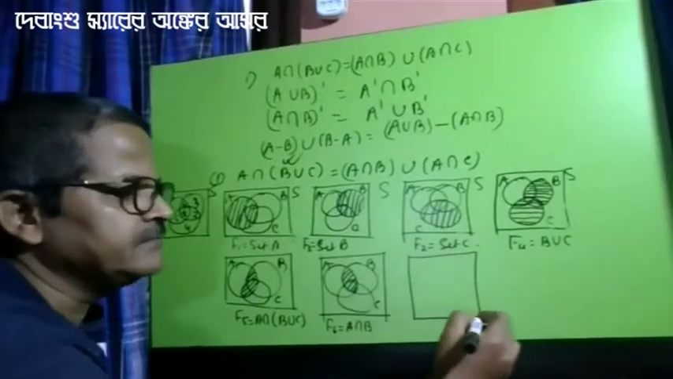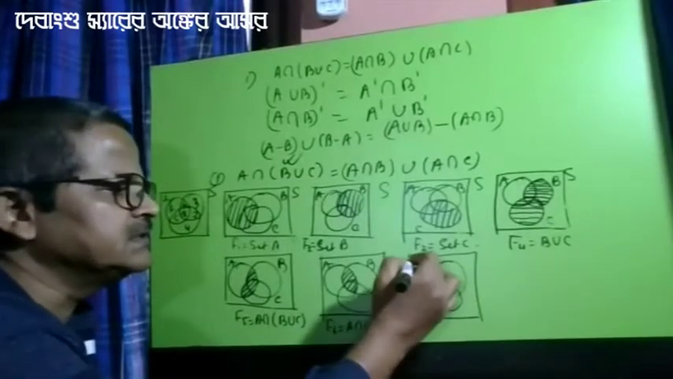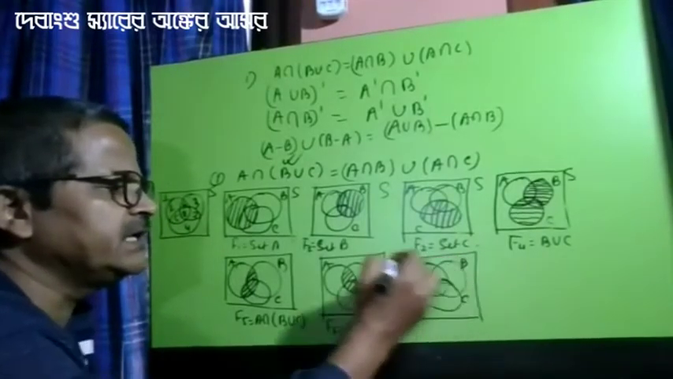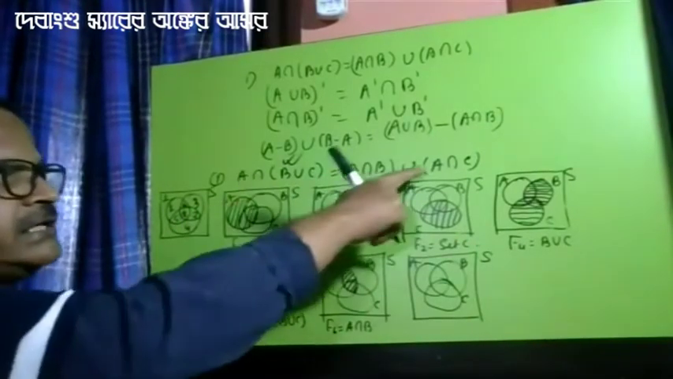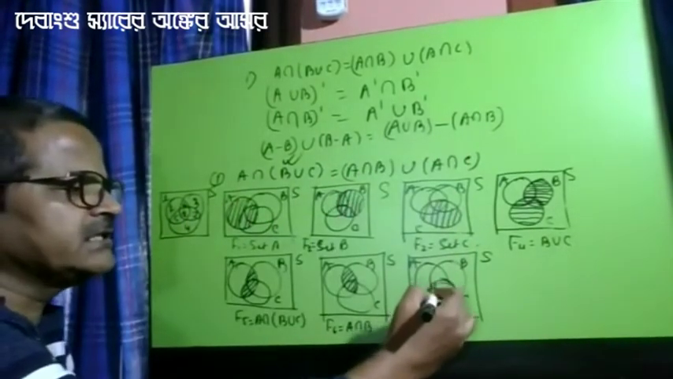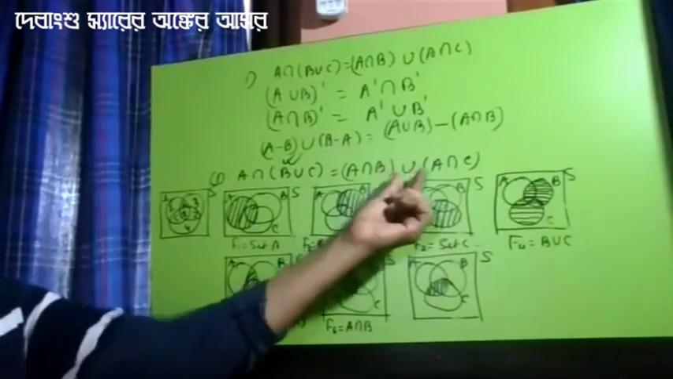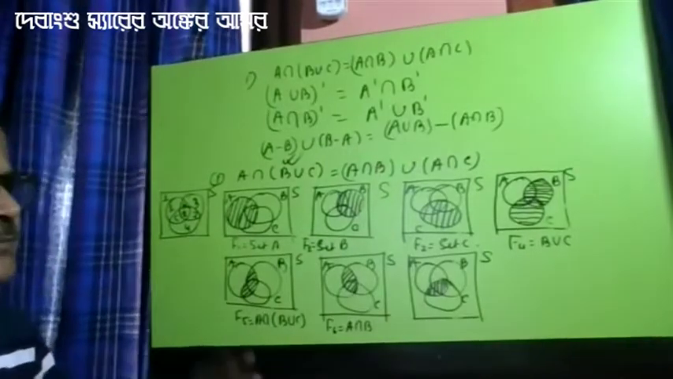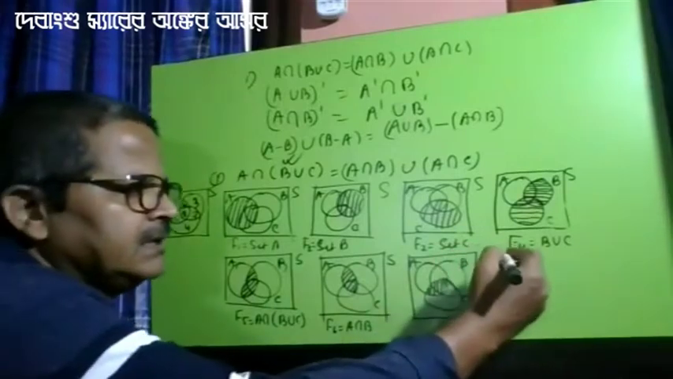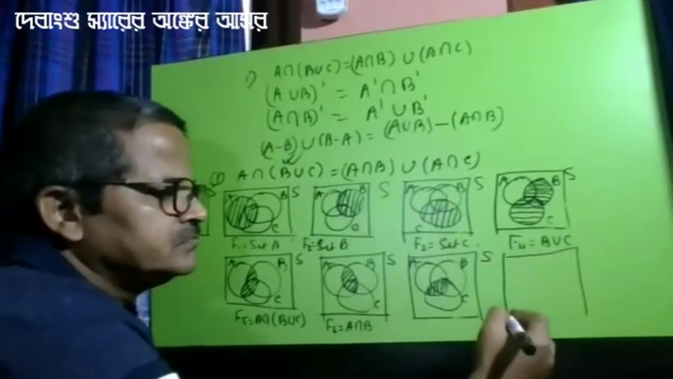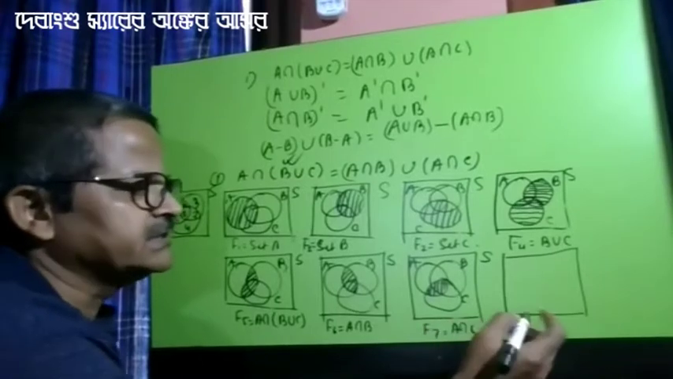Next, F7: A, B and C, with S. Now A intersection C is the portion in this. Now I have to take the union. Union means the portions which lie in at least one of the sets. So F7 is equal to A intersection C.